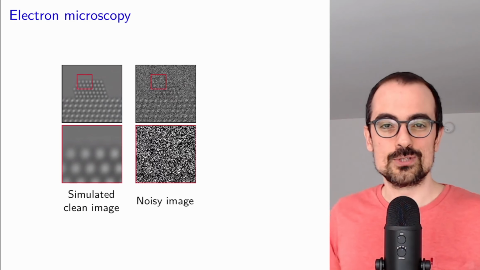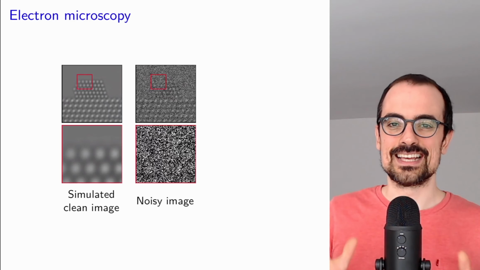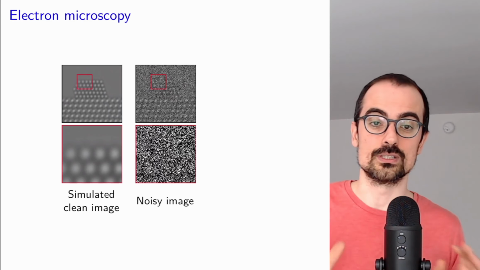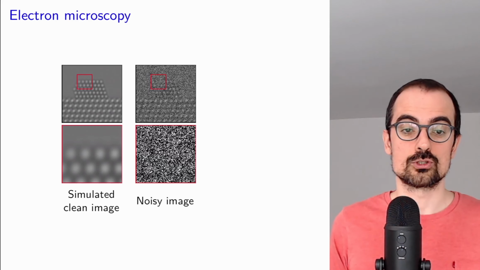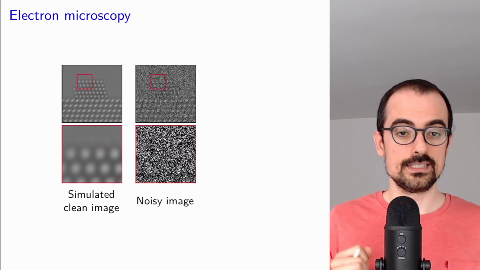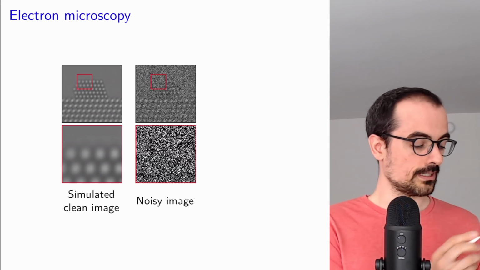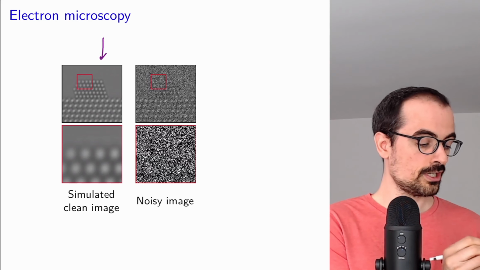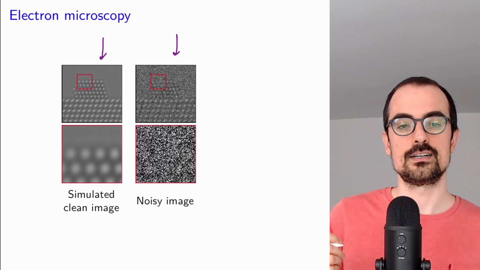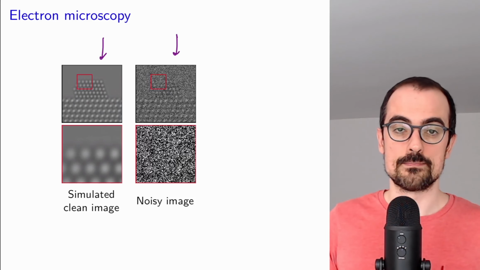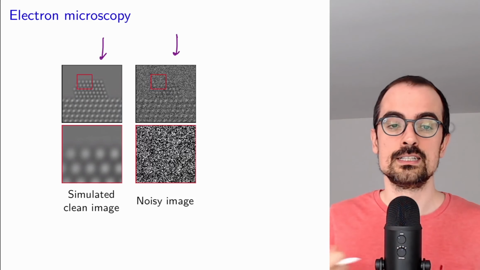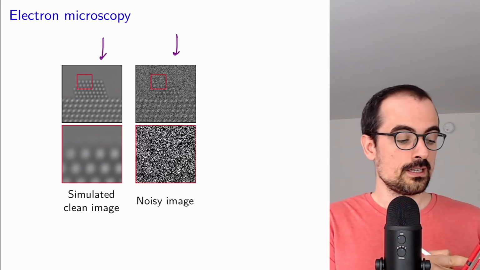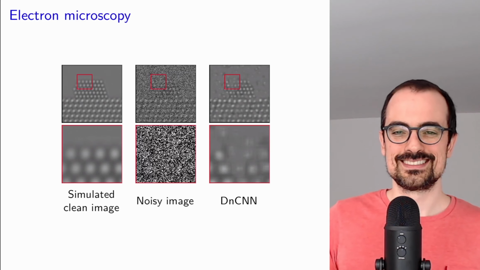Let's see what happens if we just apply DnCNN, which is a fantastic natural image denoiser, to our electron microscopy data. This is another example of a simulated electron microscopy image. These are the noisy data after corrupting the image with Poisson noise. And what we see is that it doesn't work very well.